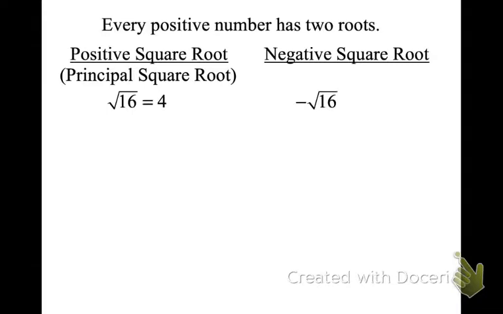The way we show a negative root is we put the negative on the outside. So it would be negative 1 times the square root of 16, which is negative 1 times 4.